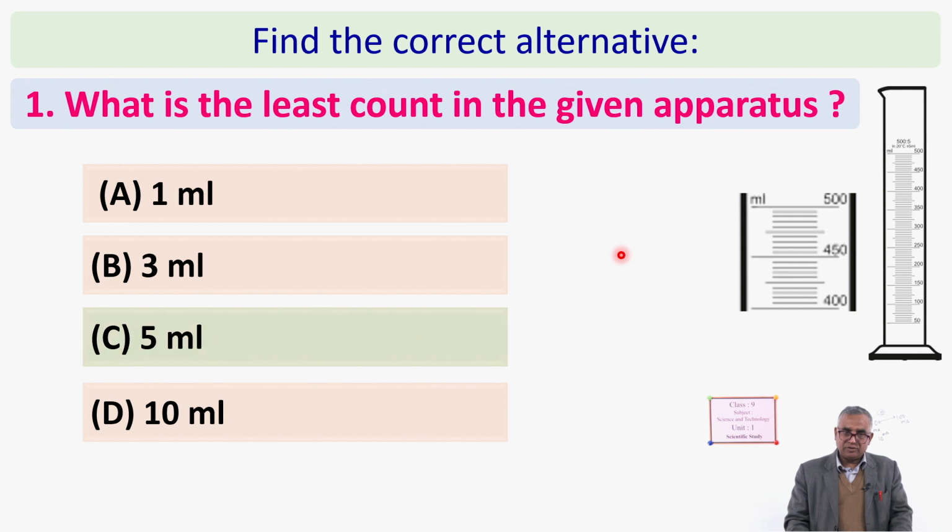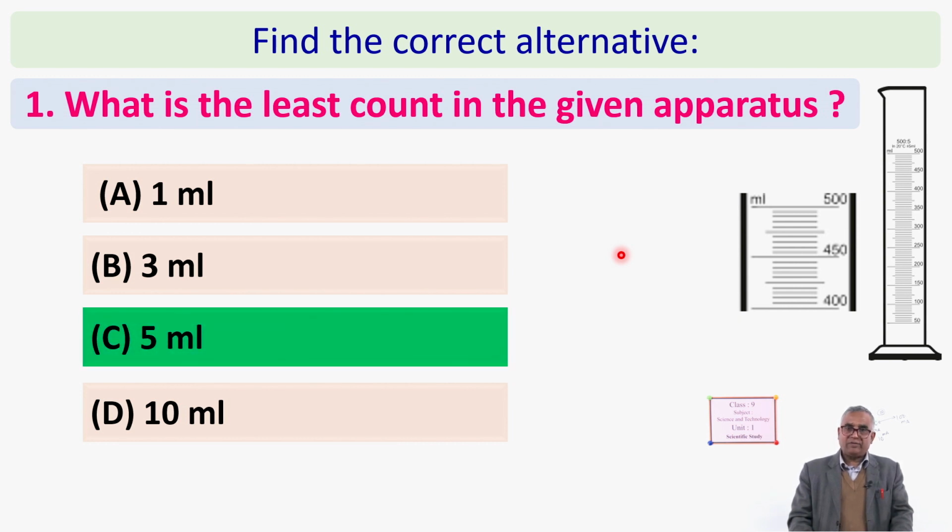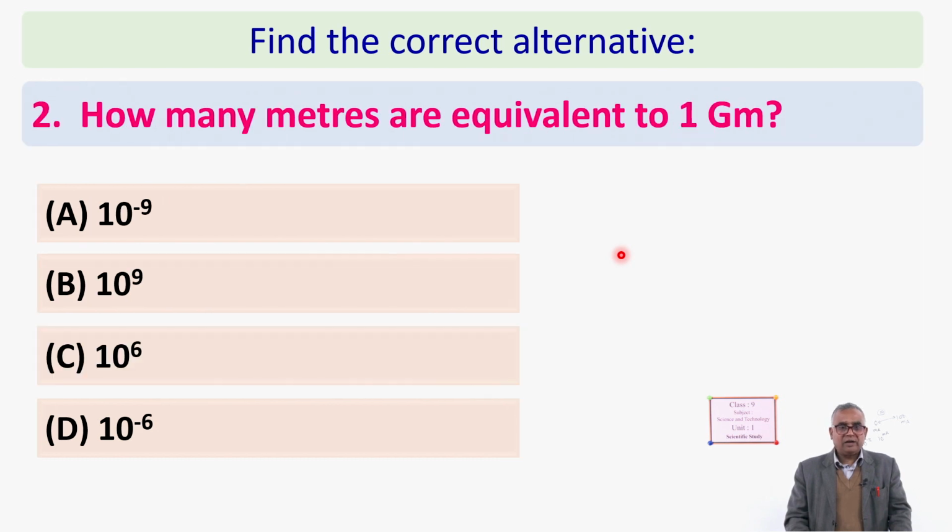and compare the answer. If you have got 5 ml, that is okay, because 50 is divided into what? 10 parts. So 50 divided by 10. Very clearly you have got it.